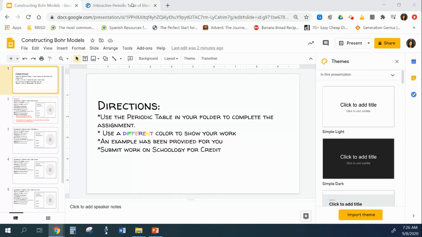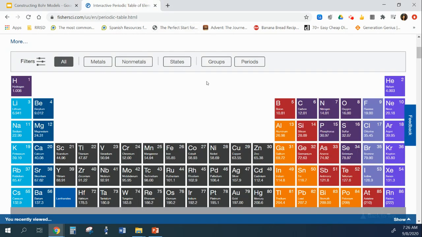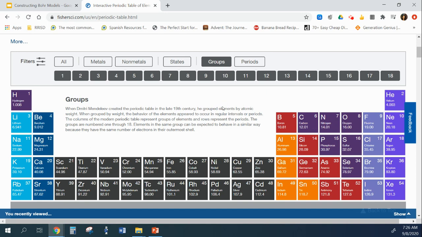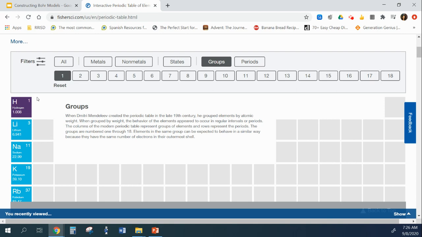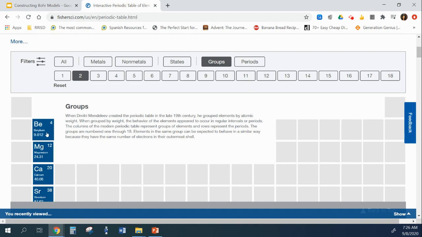So let's go ahead and review some of the concepts in the periodic table first. Let's talk about groups and periods. Let's start with groups. We know that groups relate to the number of valence electrons, which are the electrons in the outermost shell for an element. So if I were to highlight group 1, it's telling me that all of the elements in this column have 1 valence electron in its outermost shell. I'm going to highlight group 2. These are the ones that in the outermost shell have 2 valence electrons.